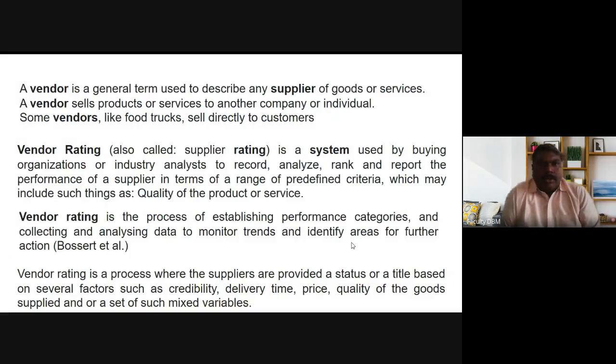So, a recap of who is a vendor. A vendor is a general term used to describe any supplier of goods or services. A vendor sells products or services to another company or individual. Some vendors, like food trucks, sell directly to the customers. So anyone who supplies the goods and services is called a supplier. It is also called a vendor, on the whole.